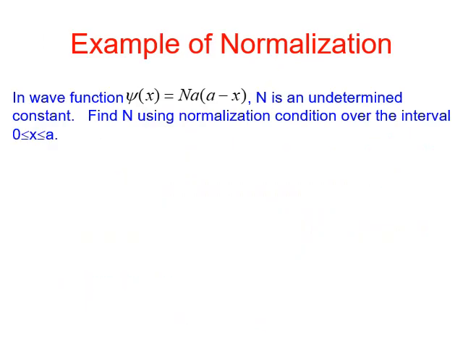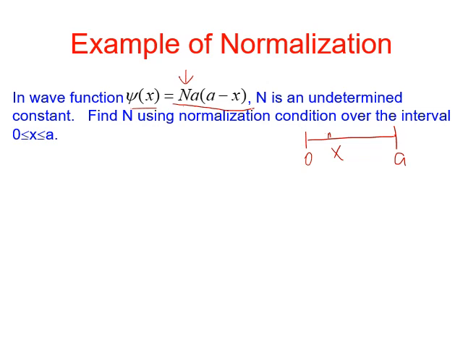Example: in the wave function psi equals n times (a minus x), n is an undetermined constant. Find n. Here we have a range from 0 to a. x is a point inside the range, and the wave function inside this range is described by this equation, in which n is a constant that we want to find out. So it's an unknown.